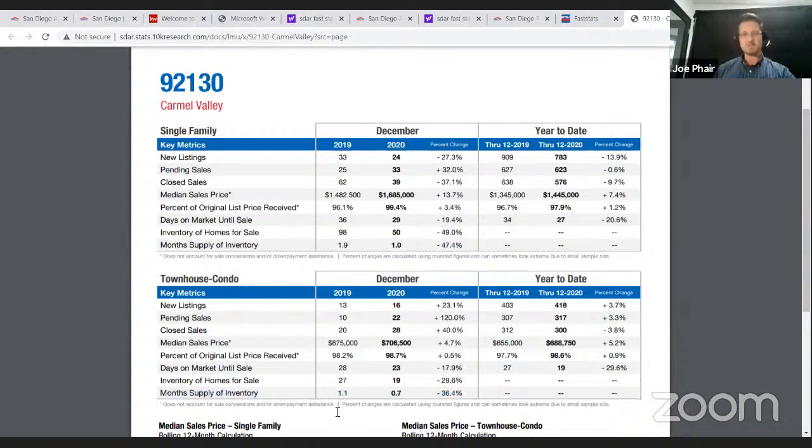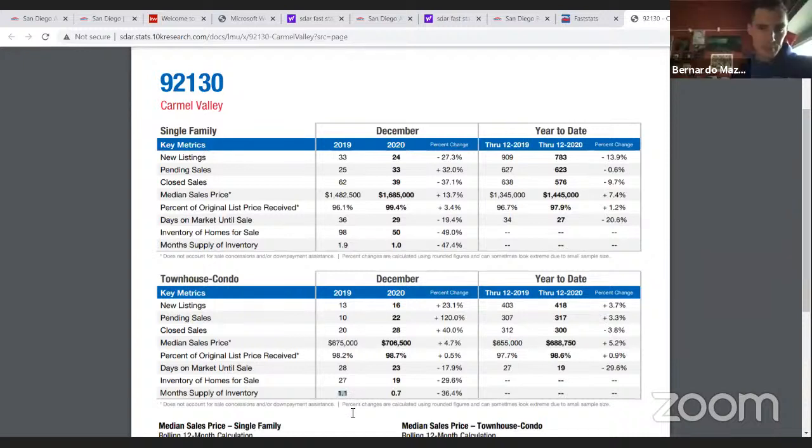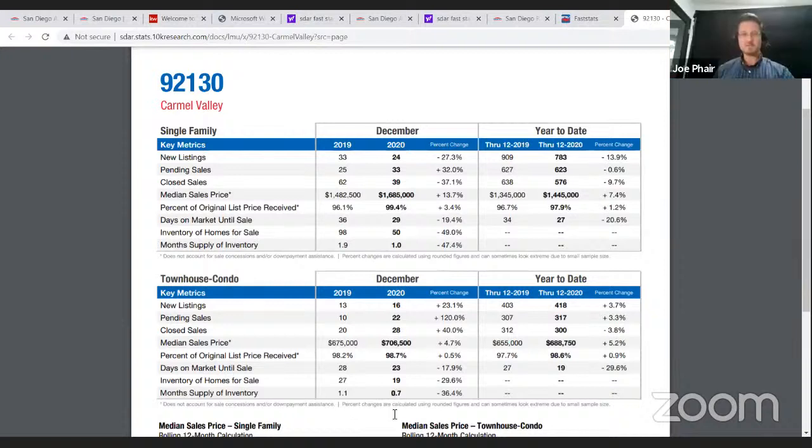Basically, month supply is, if you didn't list a single new home from here on out, at the rate homes are selling, how long would it take for everything that's currently on the market to sell? So I'll repeat that. If everybody just stopped listing completely, at the rate that homes are selling, how long would it take everything currently listed to sell? 1.1 months means it would take you just over a month to sell everything you have. That's a quick market. But look what happened in December of 2020. It went down to almost half a month's supply. Their inventory went down by 36%.